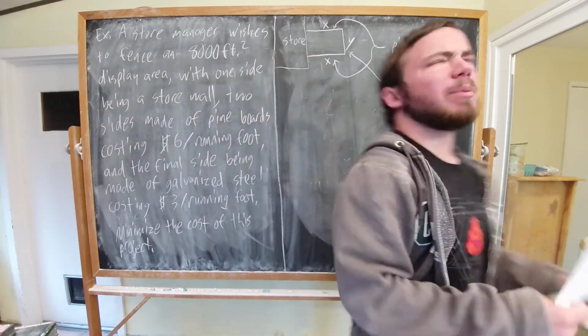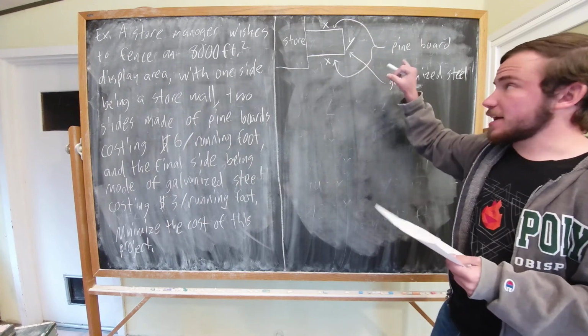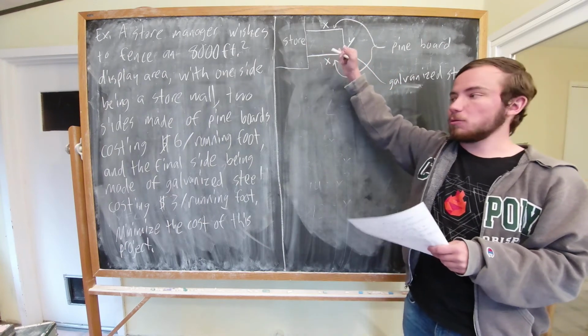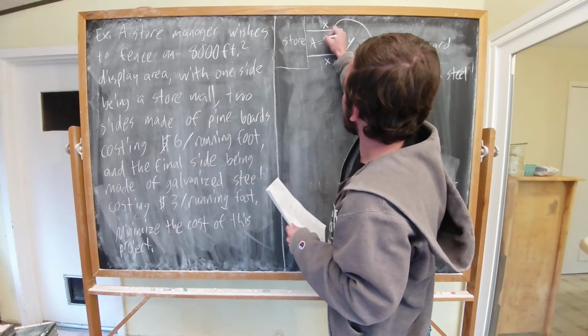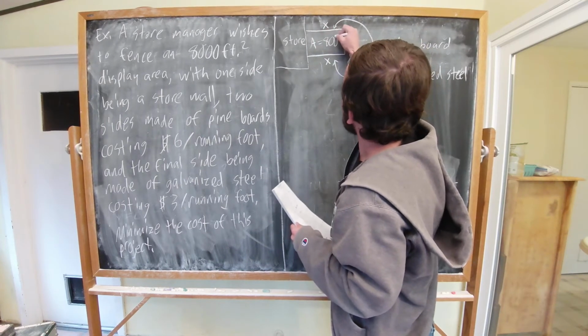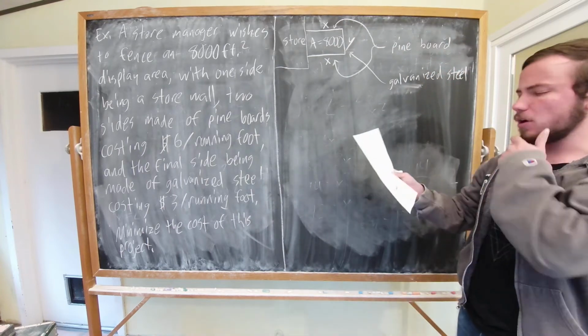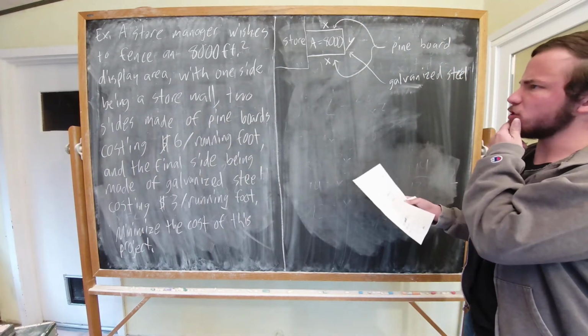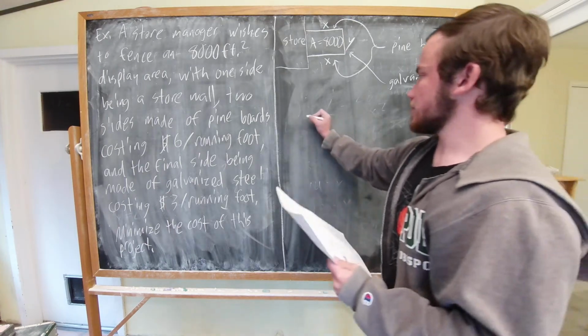Okay, so we need to figure out values for X and Y that minimize how much constructing this thing will cost, while still making sure that we enclose an area A of 8,000 feet squared. How do we do that? Well, let's get an equation talking about the cost in terms of our variables.